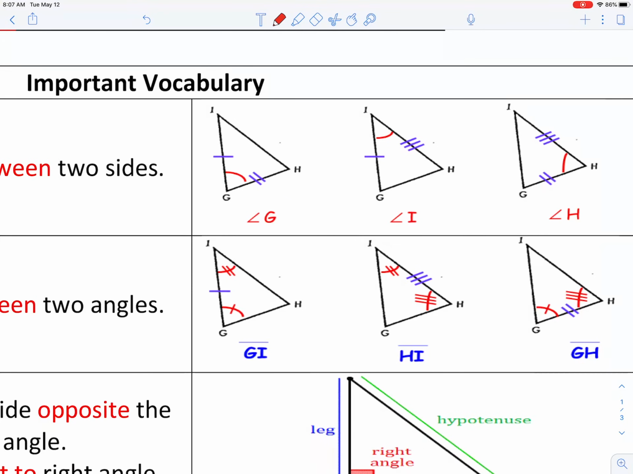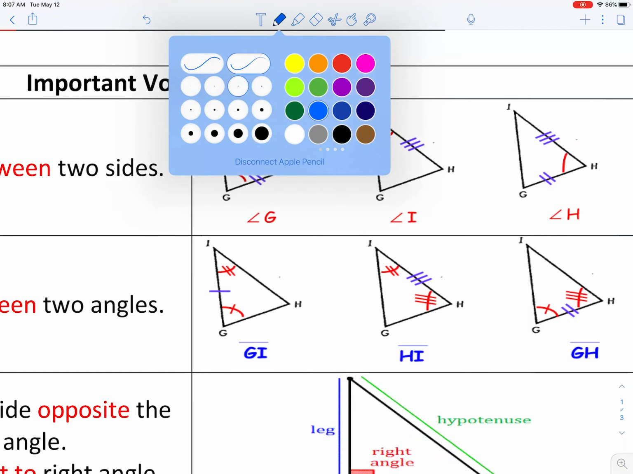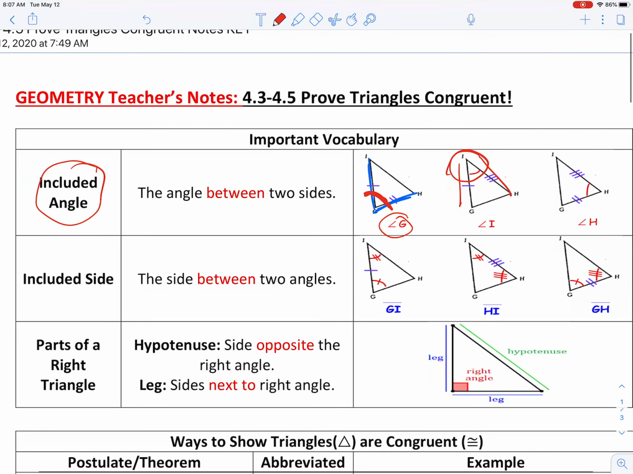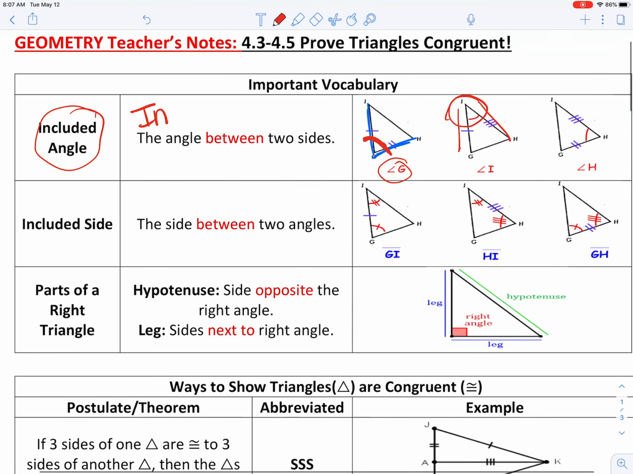For example, if we take a look at this photo, in this triangle GHI, here I have two different sides, this side and this side. The included angle is the angle that's in between those sides. So it'd be angle G there. Similarly, here's a side and here's a side. What's the angle in between? It's angle I. So the included angle, just like the word in, kind of means the inside or in between angle.